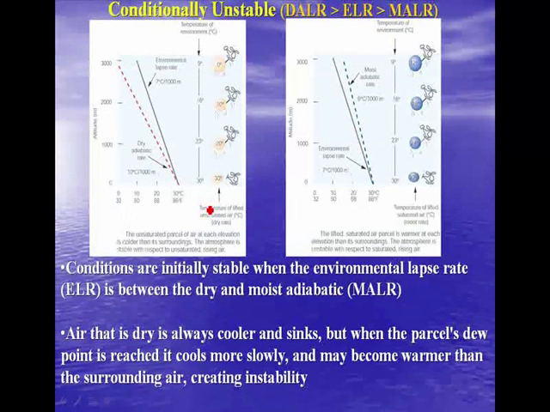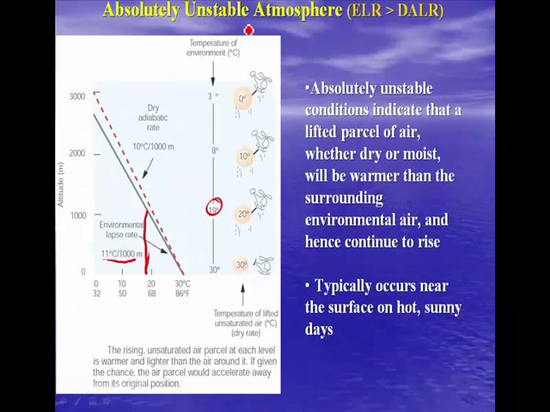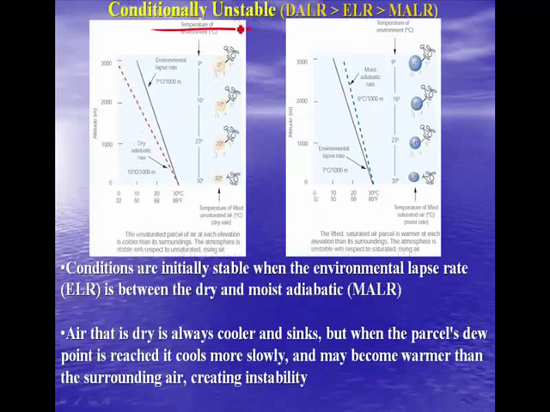Now we have another type of stability condition called conditionally unstable. Recall from the previous slide, we have an absolutely unstable atmosphere. In other words, that air parcel will continue to rise. But we have something called conditionally unstable. And just what it says, it's based upon the condition of the atmosphere.